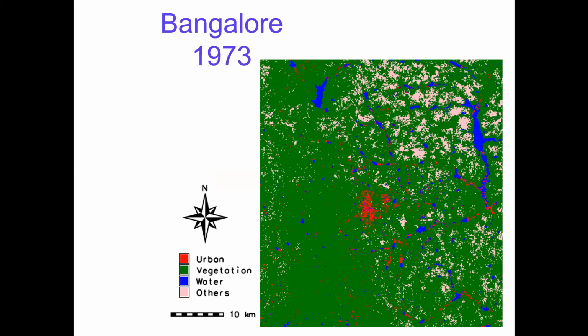And as you can see, this is a Landsat satellite image of 1973, classified into 4 classes. We have red pixels showing the urban areas, green pixels showing vegetation, blue pixels showing the lakes, and pink pixels showing other classes. So it was actually true that the city was called the city of gardens and city of lakes because of the greenery and because of the numerous lakes that are part of the city.